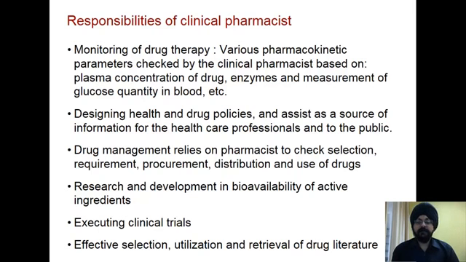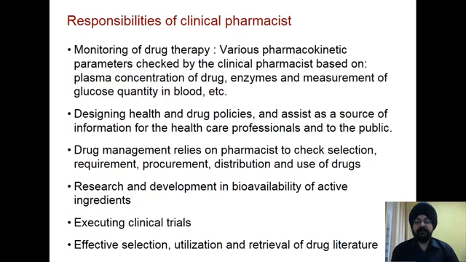Research and development in bioavailability of active ingredients. The pharmacist also plays an important role in clinical trials aimed at determining the bioavailability of different active ingredients and how these can differ between different marketed formulations. Then executing clinical trials, pharmacists play an important role and are involved in all stages like recruitment of volunteers, the screening of volunteers, the monitoring of the therapy, adverse outcomes, etc.